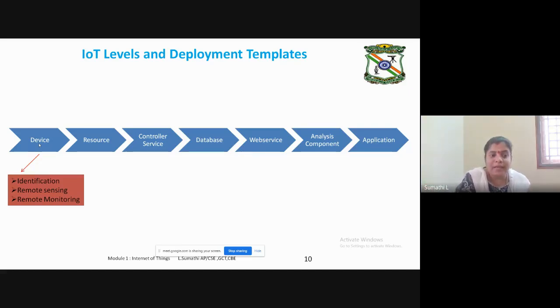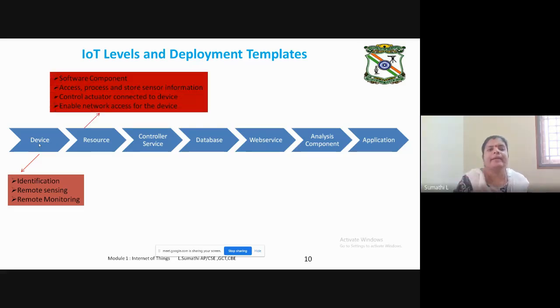Now what is this resource? It represents your software component, right? The software component that is required to store your sensed information, that helps to control your actuator, and that helps to get access to your network. That software component, from now onwards I will call a resource.